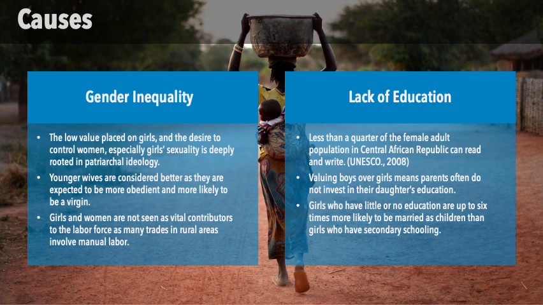Daughters will often be held back from school while sons are able to go. And then girls who have little or no education are up to 6 times more likely to be married as children than girls who have secondary schooling.